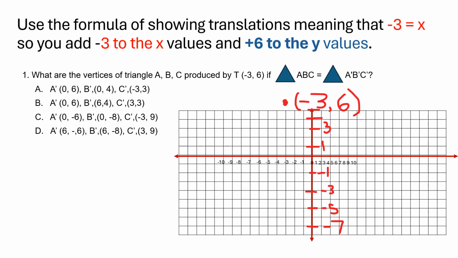Okay, so let's move over and get this. What are the vertices of triangle A'B'C' produced by -3, -6? Now listen, this is the triangle that is produced. By the way, the prime means it's been rotated, it's been changed. So this is the new triangle. That's what they're talking about. They are not talking about the old triangle.